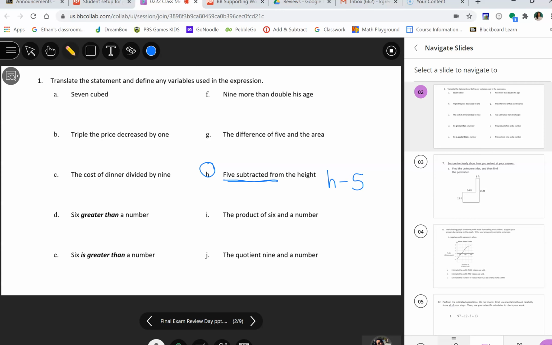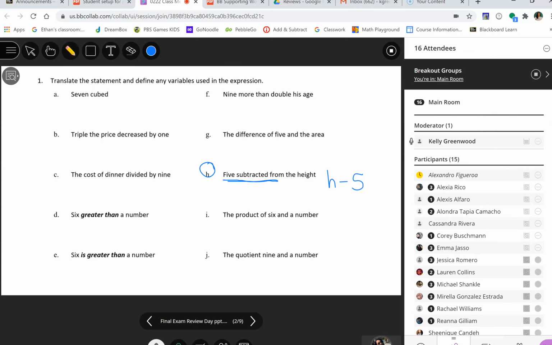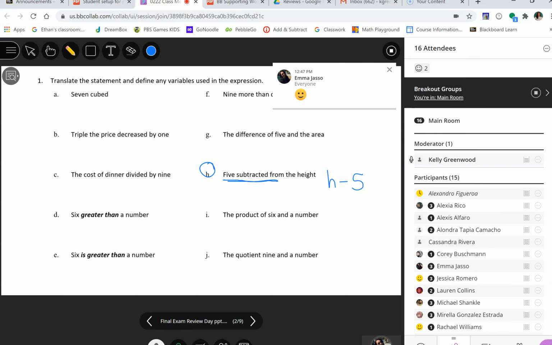Okay, give me a status for that one. How did you do on that one? Good, got it right. Some happy faces.